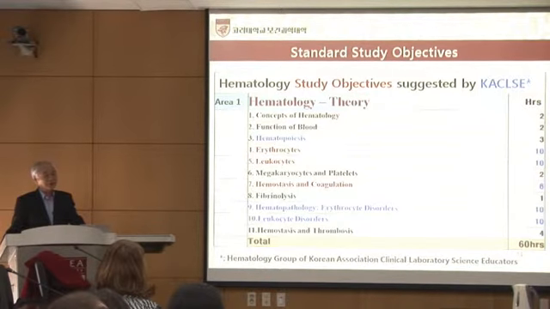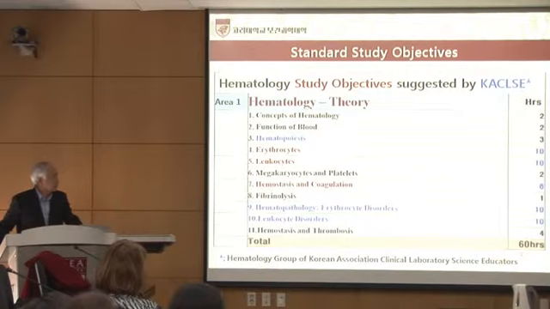한국 임상병리학과 교수 협의회 산하의 혈액학 교수 모임에서 이 학습 목표를 개발했습니다. 내용이 워낙 많아서 간단하게 줄였는데, 혈액의 기능, 조혈, 적혈구, 백혈구가 중요한 부분이고, 그 다음에 혈소판 계통, 혈액의 지혈과 응고 역시 중요한 부분입니다. 이런 부분들이 거의 국가시험 출제 기준과 비슷한 것으로 보고 있습니다.